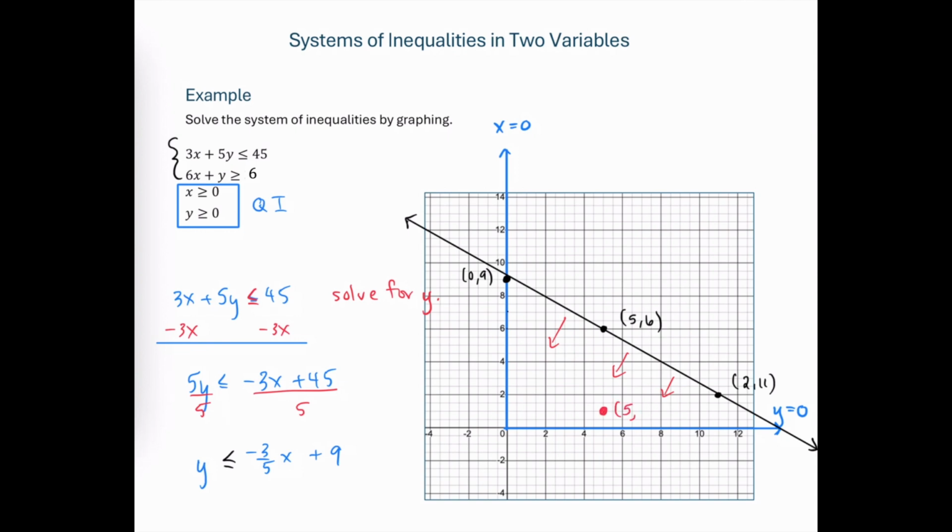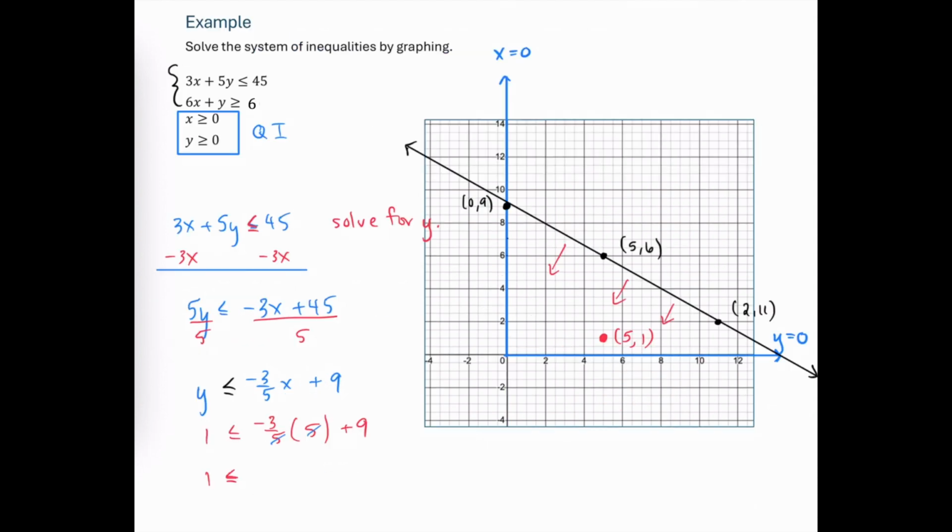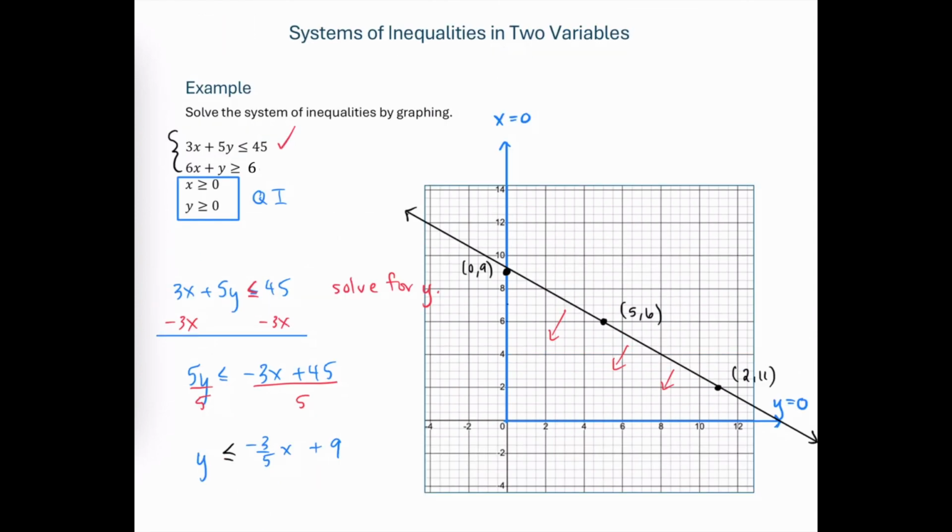However, we could also choose a test point. I'm going to choose 5, 1 to make the calculation a little bit easier, and then plug it back into the inequality to see whether or not we're going to shade the region that contains our test point. If we plugged 1 in for y and 5 in for x, we need to decide if 1 is going to be less than or equal to this negative 3 plus 9, and this is a true statement, so we would be shading the region that is below the line.